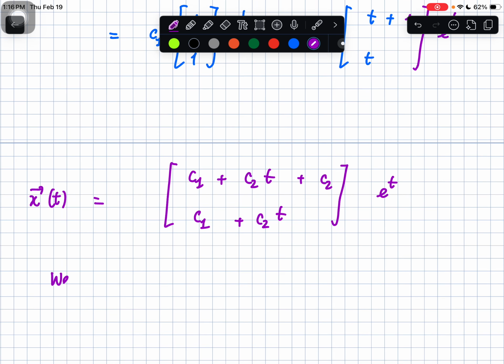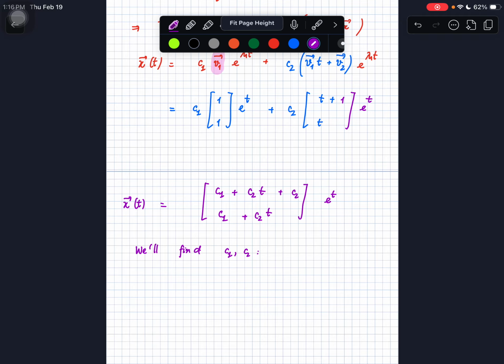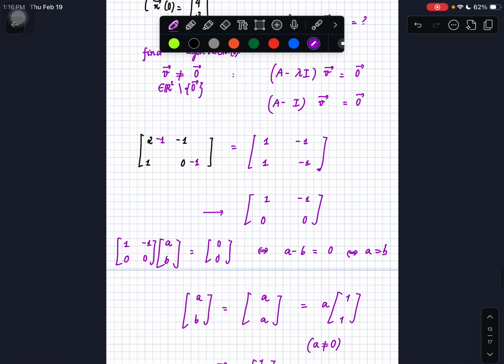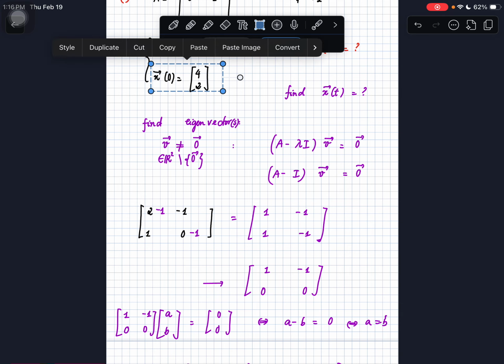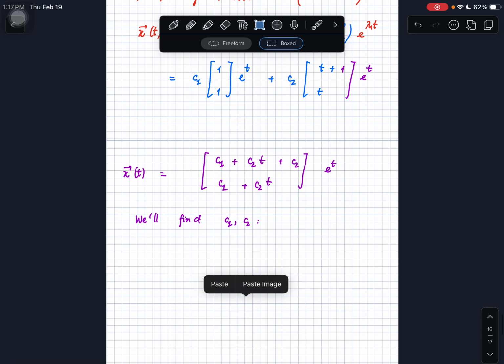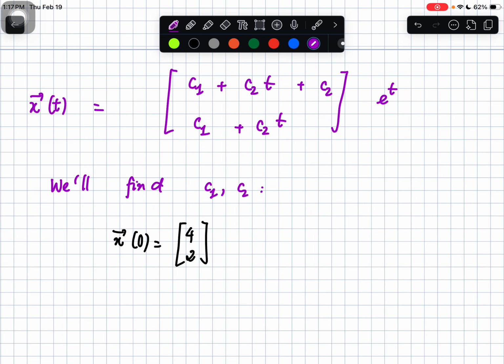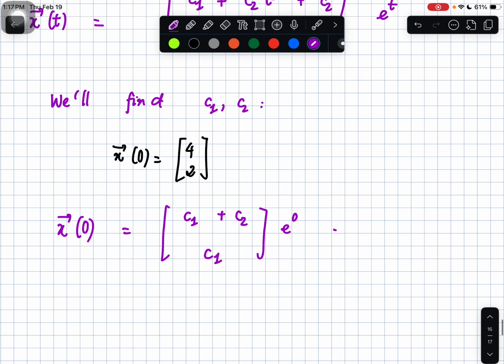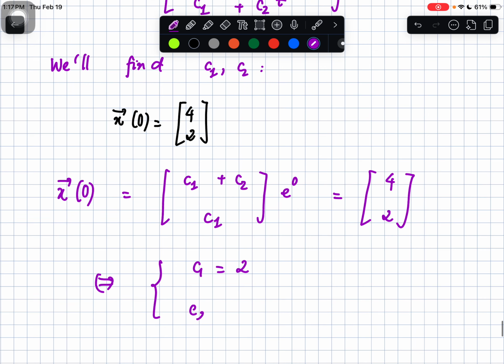Now we find c1, c2. We know the initial condition. So our initial condition is x(0) equal to (4, 2). So x(0), you plug in t equal to 0 here, you get (c1 plus c2, c1), e to the 0 which is 1. This equal to (4, 2). This gives us c1 equal to 2, and therefore c2 equal to 2.